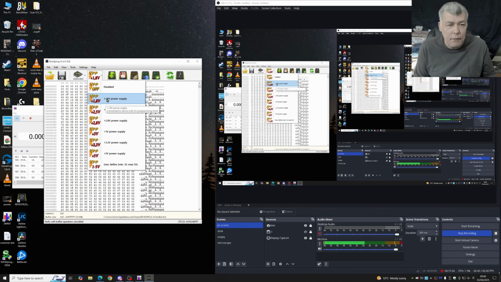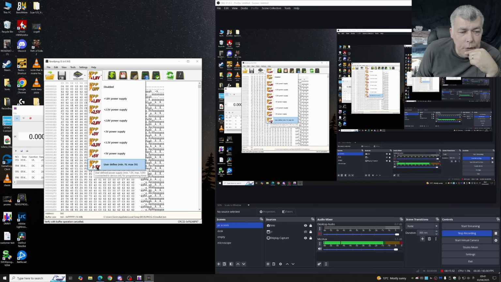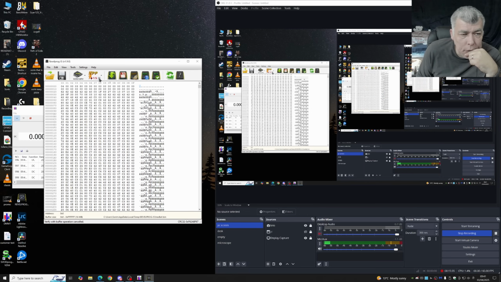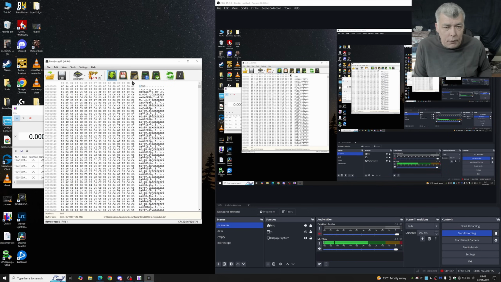I'm gonna user define. Let's try with 1.9 volts. Let's see if it's working like that. It's taking like 20 milliamps, which is a little. Good.